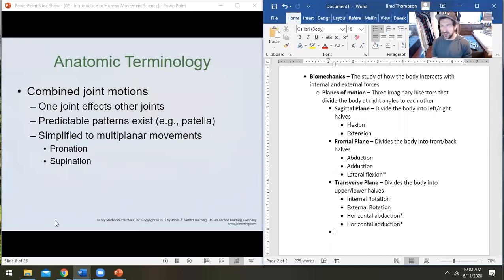Now, they're not mentioning the scapula here, so I'm going to add the scapular motions real quick, just so we have them in our notes again. So combined joint actions, right? Movements where one joint actually actively affects another one.